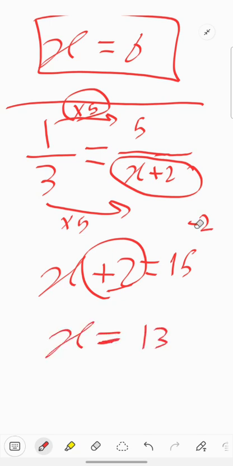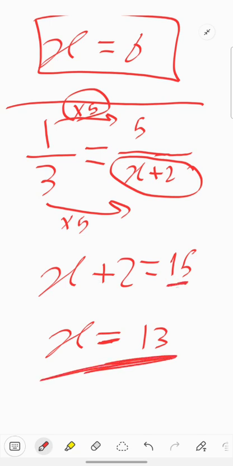And you can solve it mentally. What number, if we add it to 2, equals 15? Maybe 10? 10 plus 2 equals 12, so it's wrong. Maybe 13, and 13 plus 2 equals 15, so the answer is 13, of course.